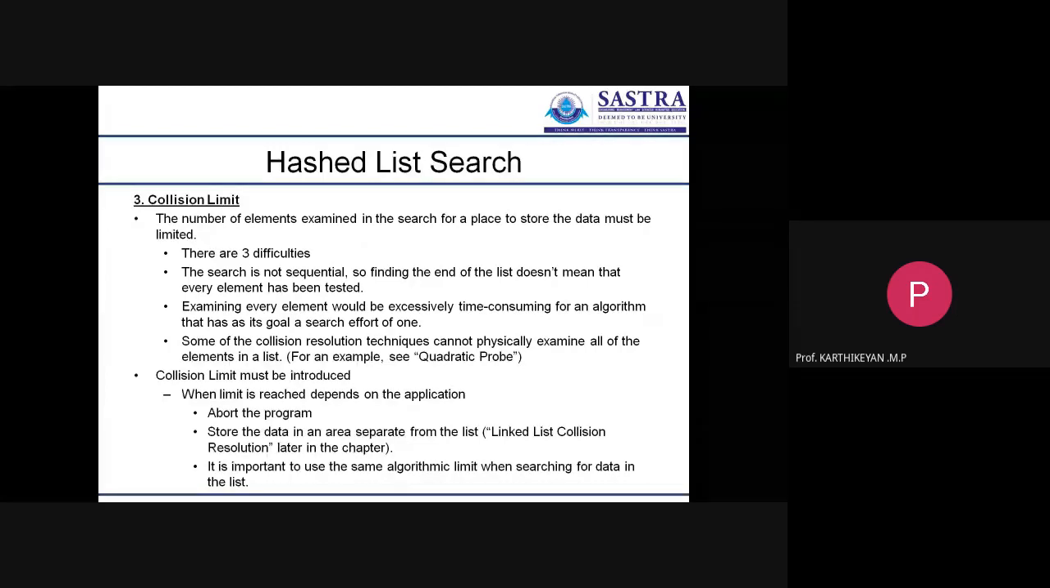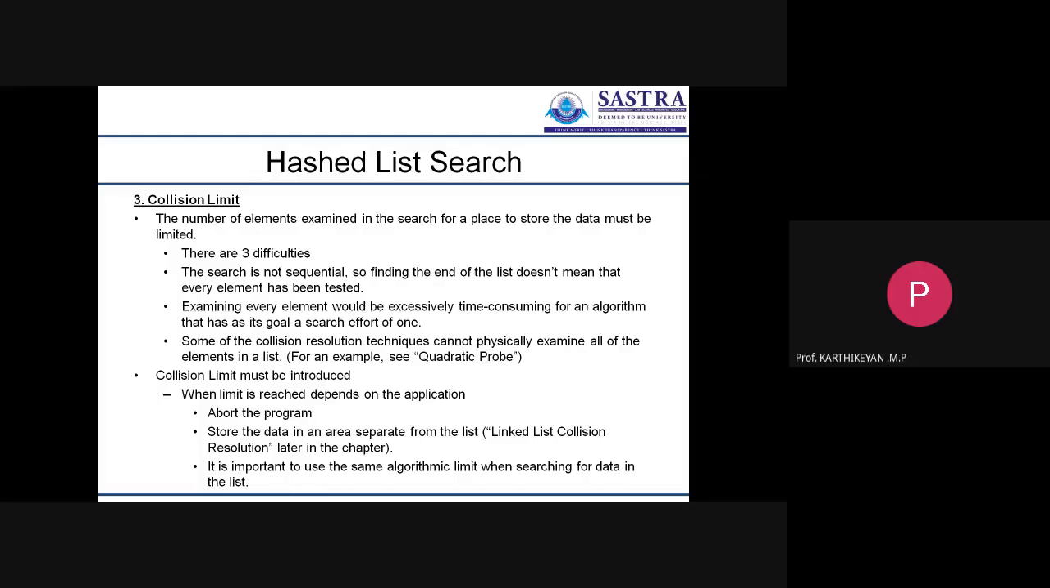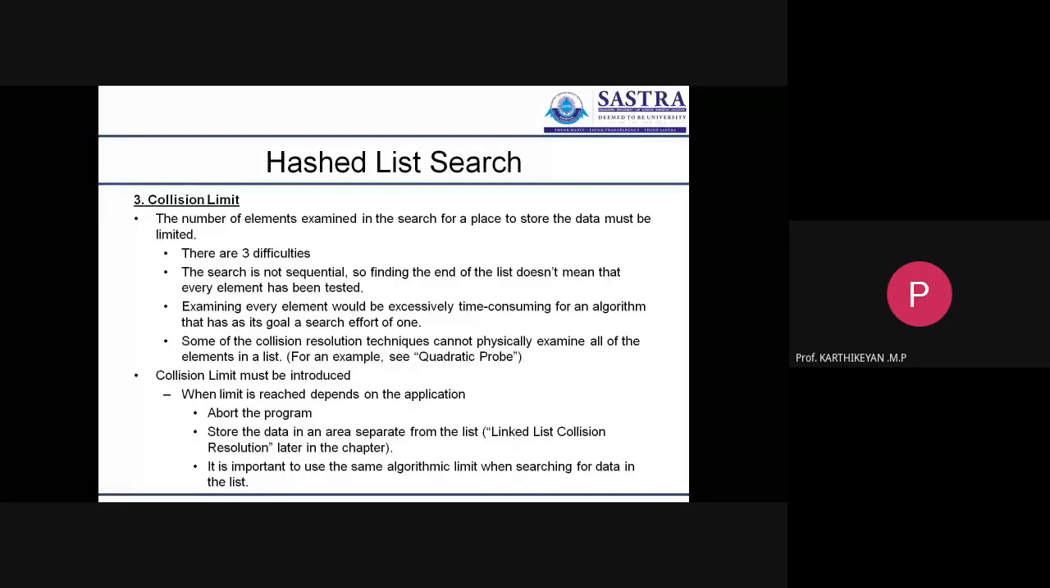Whenever a collision happens, how many collisions are allowed? How many probes can we make to search for an item? That must be limited. We cannot keep on looking for the next available place, next available place, next available place. It is not possible to keep searching like that, because it will lead to more collisions. So there must be some limit for collisions: 2 times a collision can occur, or 3 times. We need to fix the limit.